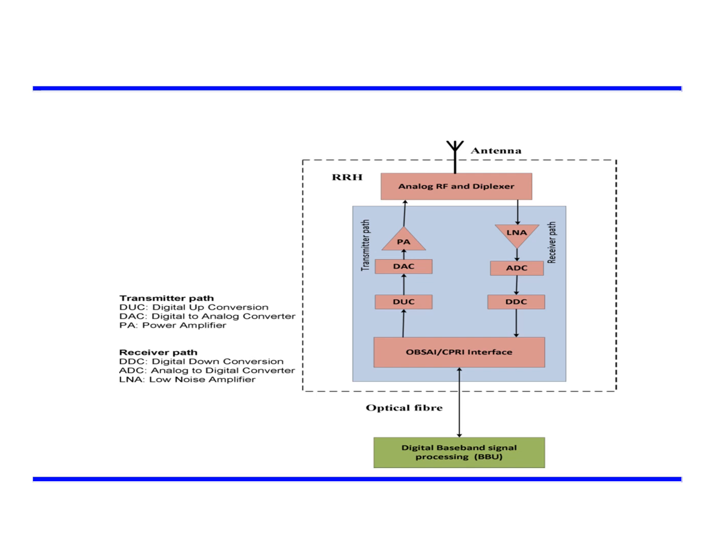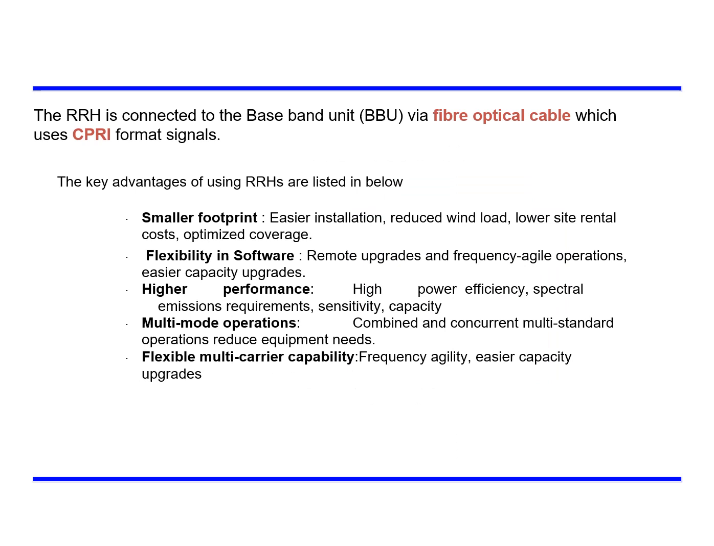BBU, and the media usually used is optical fiber. RRH is connected to the baseband unit via fiber optical cable which uses CPRI format signals.